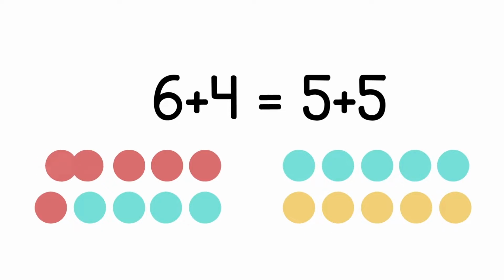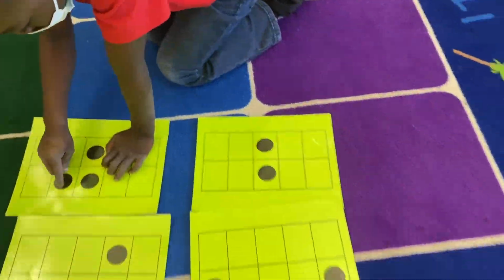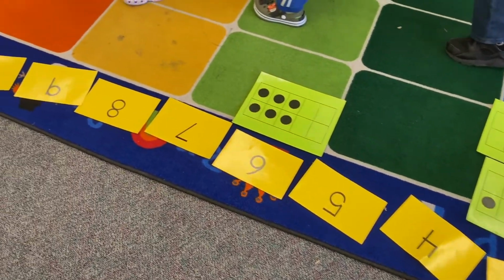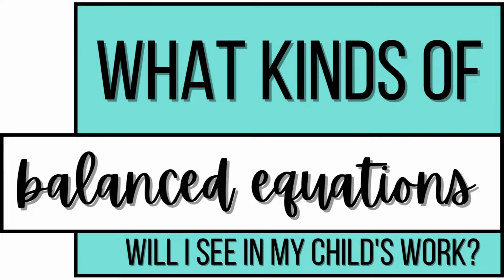Children are introduced to balanced equations as early as the end of kindergarten and into first grade. In fact, this was part of my son's homework packet this week, and he's only been in first grade for about 2 months. So what kinds of balanced equations can you expect to see at the first grade level?